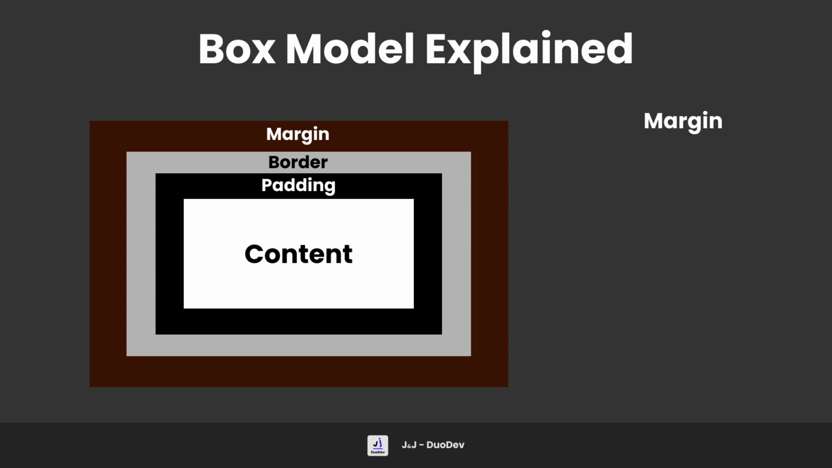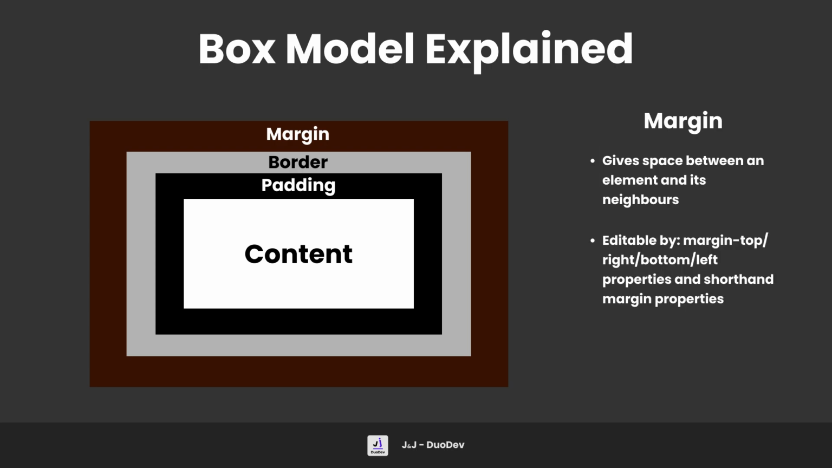The fourth and last area is the margin one. Margin is used to give empty space between the element and its neighbors. It can be modified by its margin top, right, bottom, left and shorthand margin properties. It should be noted that there is a slight difference for inline CSS elements. For them, height is defined by the line height property instead of the padding and margin ones.